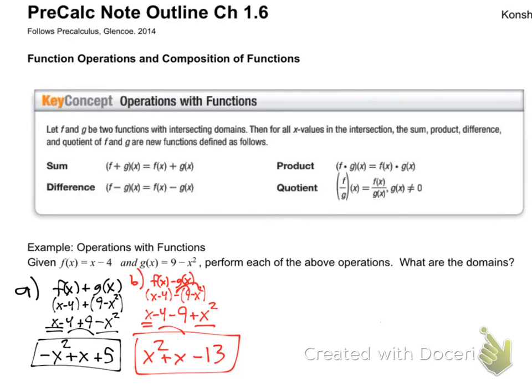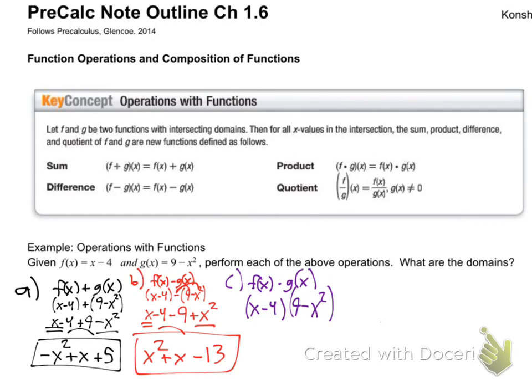Moving on to multiplying. Part C. F of x times g of x. Which means x minus 4 times 9 minus x squared. If you did not use parentheses on this, you could definitely get some weird numbers. Because order of operations would take over and change the direction of your problem completely. So just be careful on that.